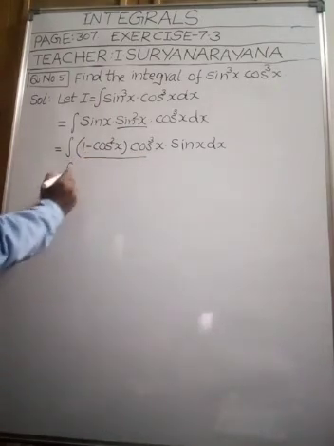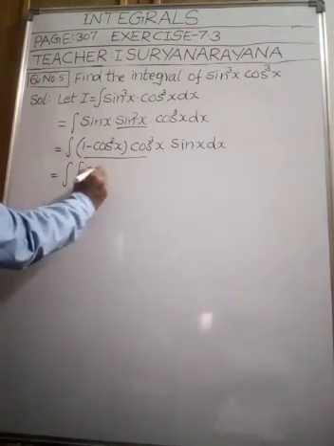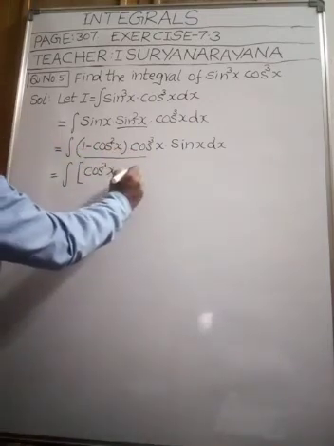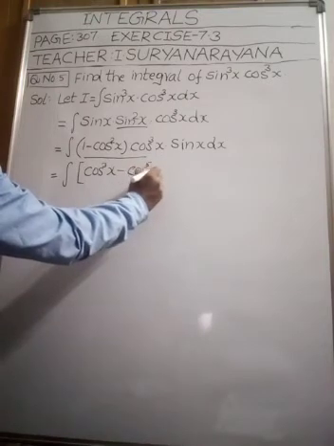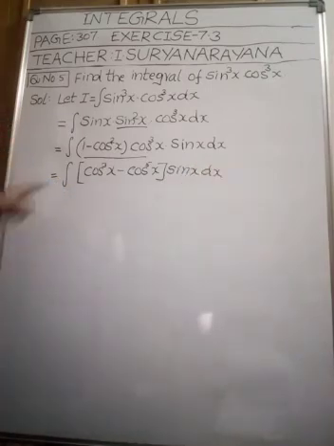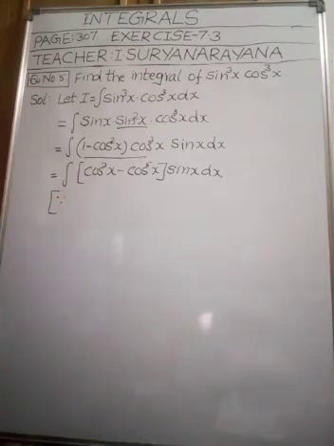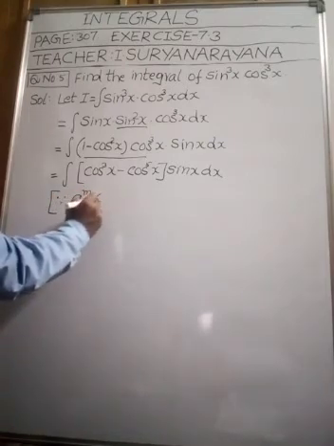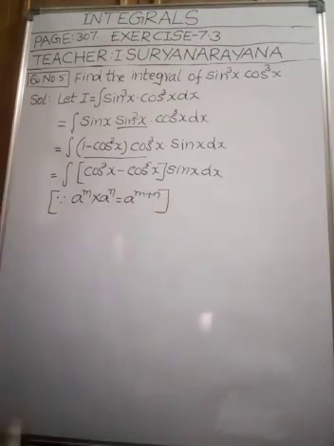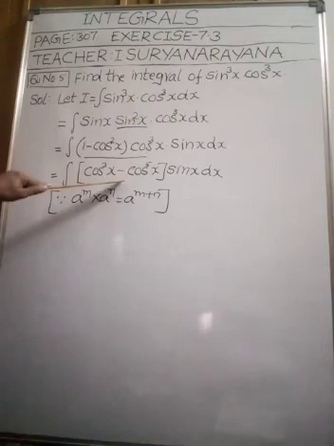Okay, my children. So the integral, what is that? 1 into cos cube x, yes, cos cube x, minus cos square x into cos cube x. What will you get? Cos power 5 x into sin x dx. Understood this step, my children? Because we used the laws of exponents: a power m into a power n is equal to a power m plus n. For this second term, we used the laws of exponents. Understood this step, my children?